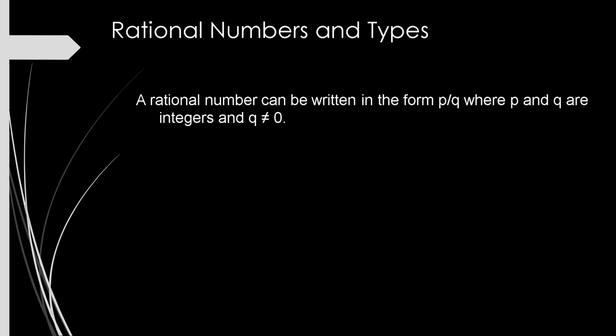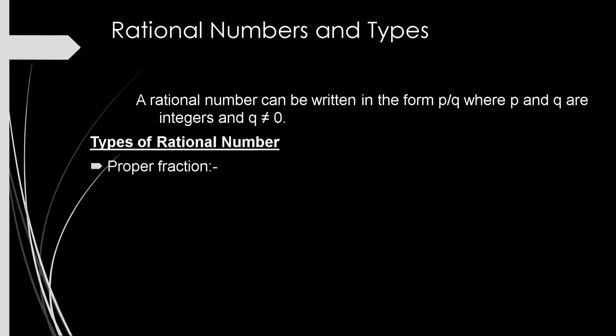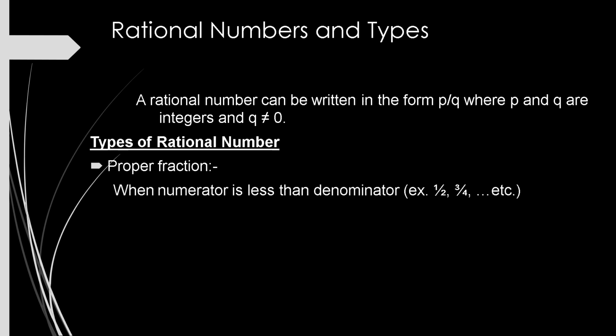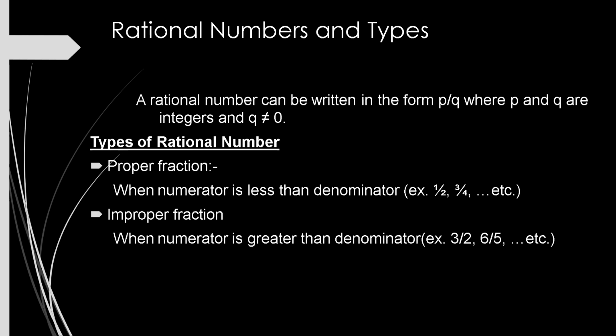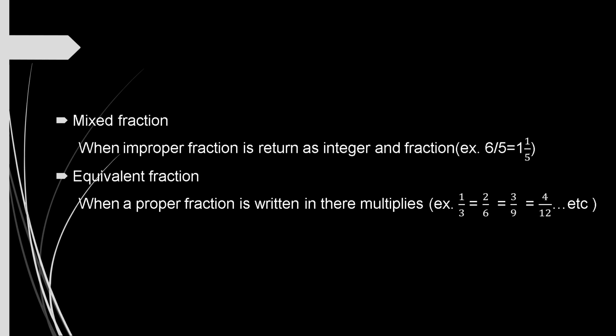Coming to rational numbers and their types, the definition: a rational number is a number which can be written in p by q form, where p and q are integers and q is not equal to 0. Then the types of rational numbers: one is the proper rational number, in which the numerator is less than the denominator. Then the improper rational numbers, in which the denominator is less than the numerator.